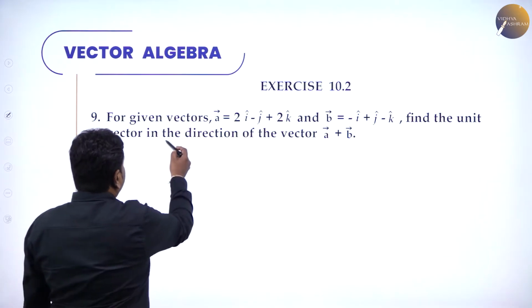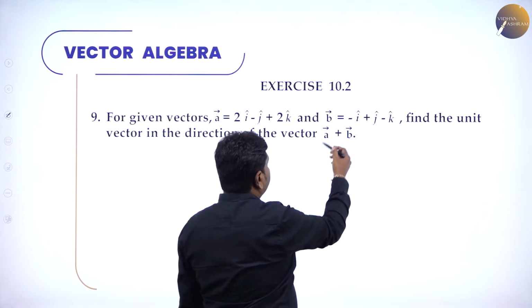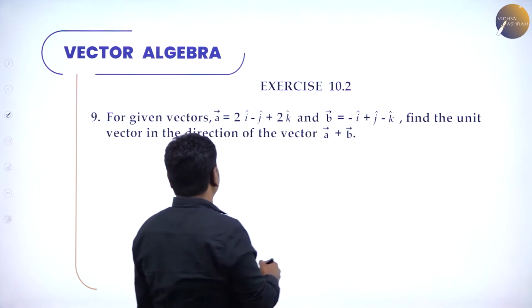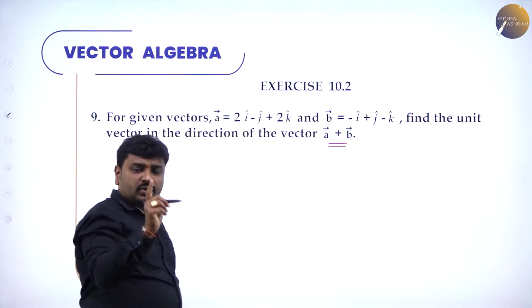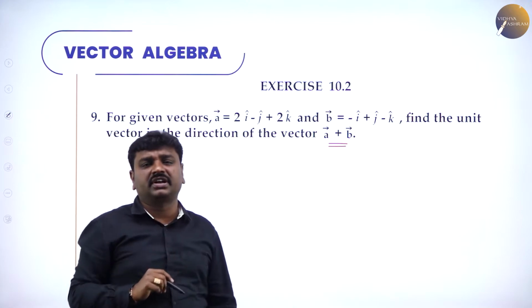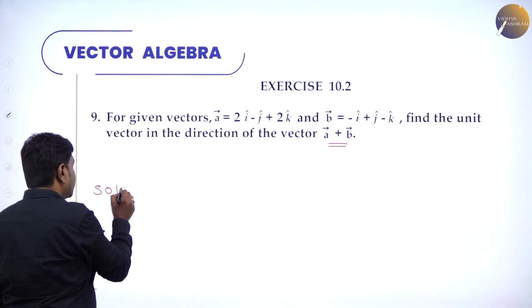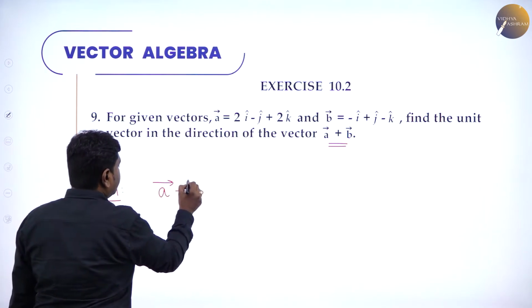Then for the given vectors, vector A is equal to 2i cap minus j cap plus 2k cap. Vector B is equal to minus i cap plus j cap minus k cap. Find the unit vector in the direction of A plus B. They want again a unit vector, but in the direction of vector A plus vector B. First, our task is to find vector A plus vector B.